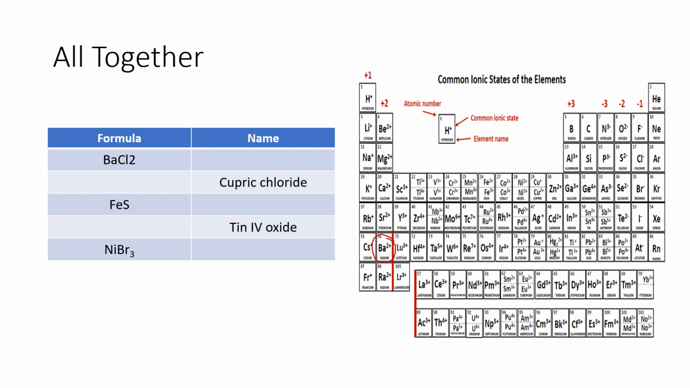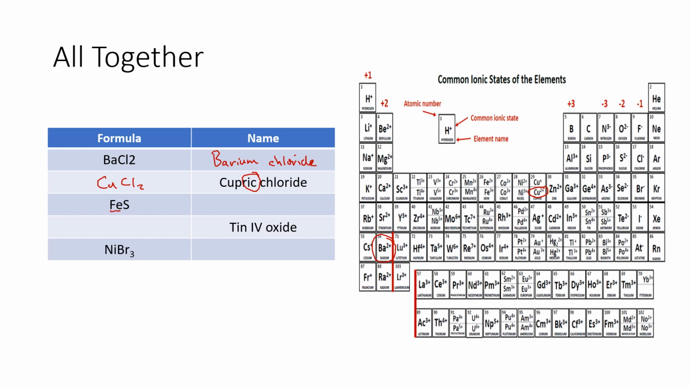There's good old barium. It only has 1 charge, so we don't have to bother with any of this naming stuff. And we can just call this barium chloride. Right? We got cupric chloride, so that's our copper. And since it's ic, we're going to do the higher one, so that's copper 2. So that'll be CuCl2, very similar to the one above.